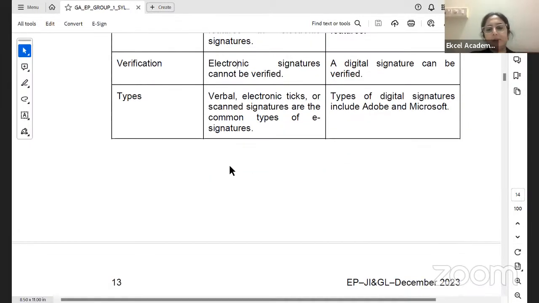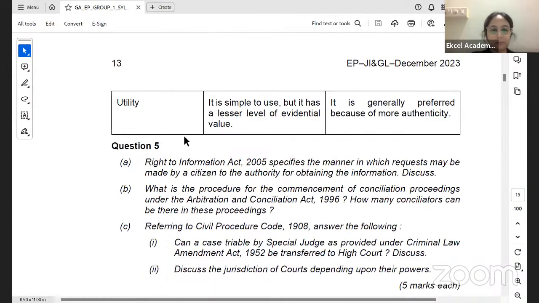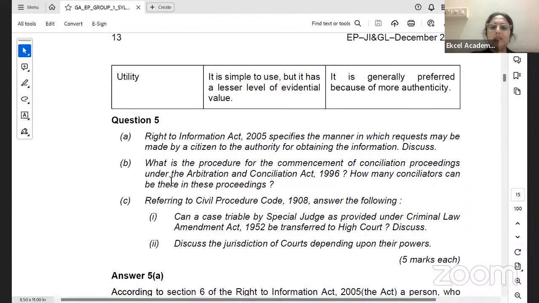Then types: it can be verbal, electronic ticks or scanned signature. These are common types of e-signature, but digital signatures are included in Adobe and Microsoft. Then utility: electronic signature is easy to use, but when it comes to taking it as evidence, it has less evidential value. Generally, digital signature has more evidential value and is more authentic.